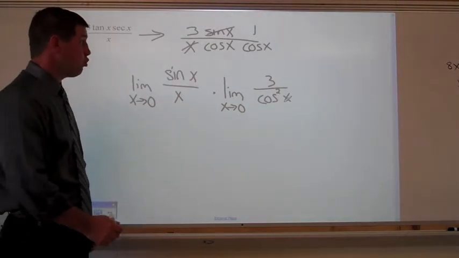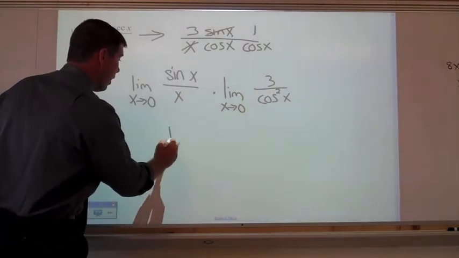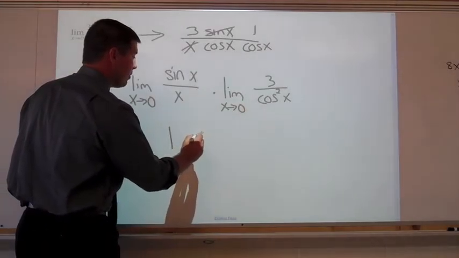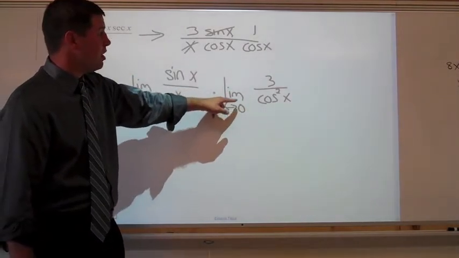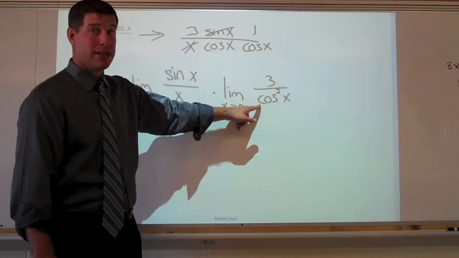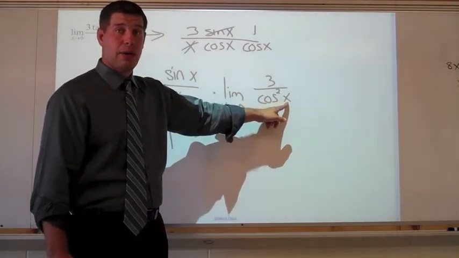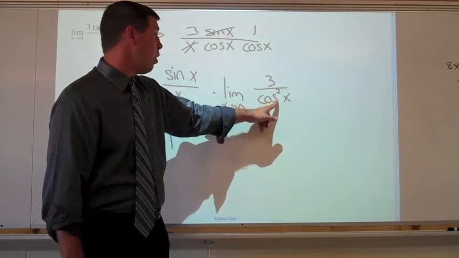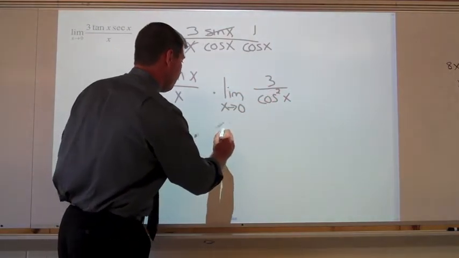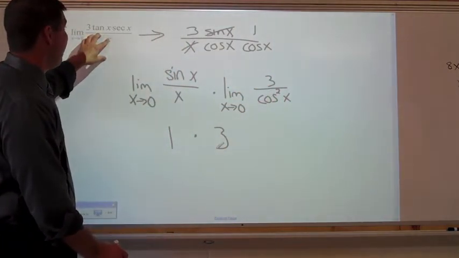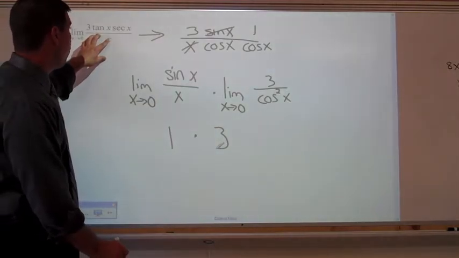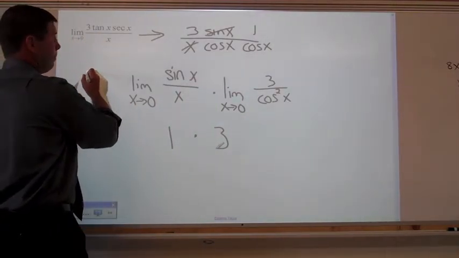Going back to our special trig limit, this limit here is 1 times the limit as x approaches 0 of 3 over cosine squared of x. Plug in 0 for x. Cosine of 0 is 1. 1 squared is 1. 3 over 1 is 3. So this limit here, whole thing, equals 3.